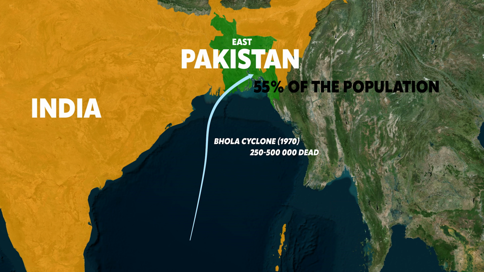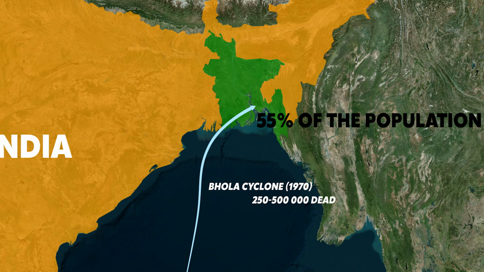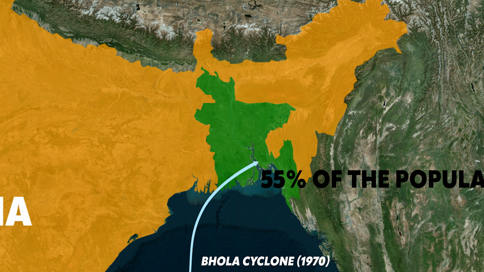Also, in 1970, a pro-independence party, the Awami League, won 162 of the 300 seats in the general elections, but the party's president was arrested and the party was banned. All these factors led to the start of hostilities between the independence fighters, who wanted the two Pakistans to separate, and the army in March 1971.